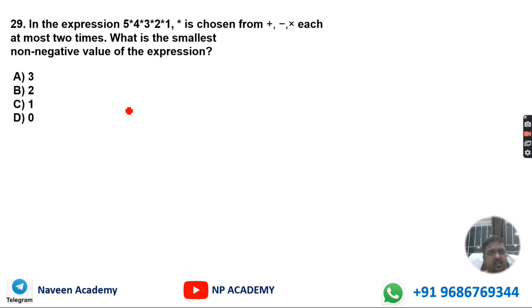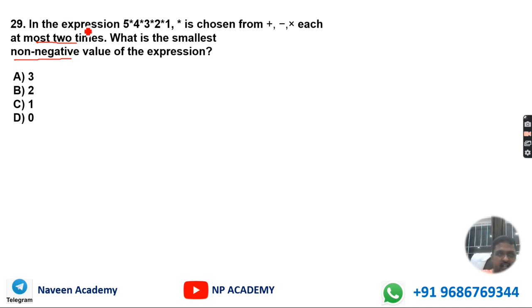Okay. In the expression 5 star 4 star 3 star 2 star 1, each star is chosen from plus, minus and into, each at most 2 times. What do you mean by at most? At most means maximum you can use 2 times. What is the smallest non-negative value of the expression? Non-negative value, my dear friends. 0 is non-negative, neither negative nor positive. We can say that 0 can be the answer, my dear friends.